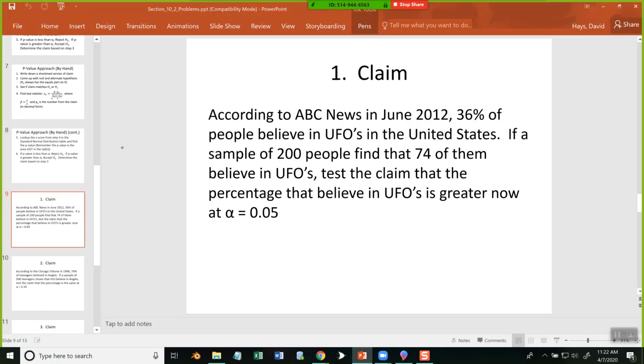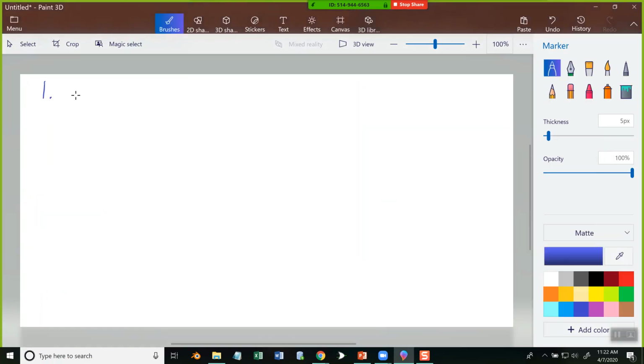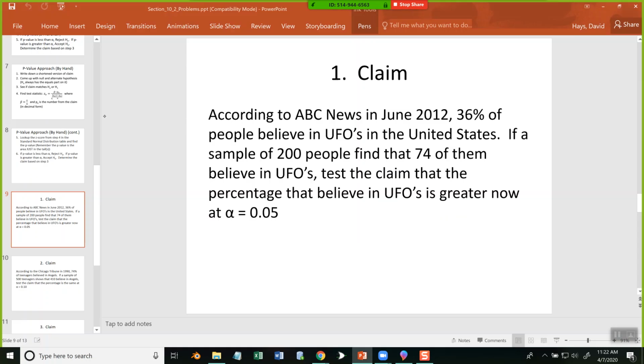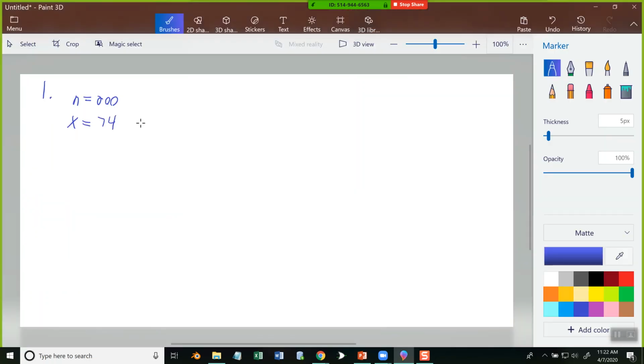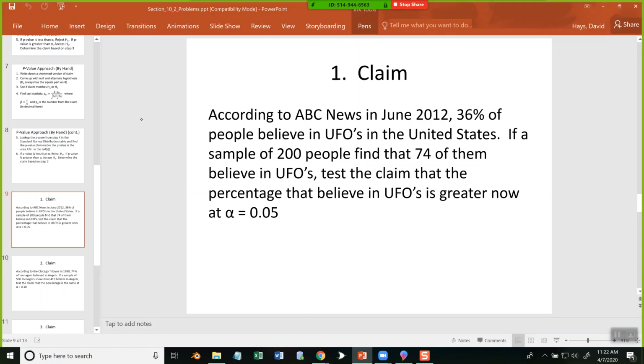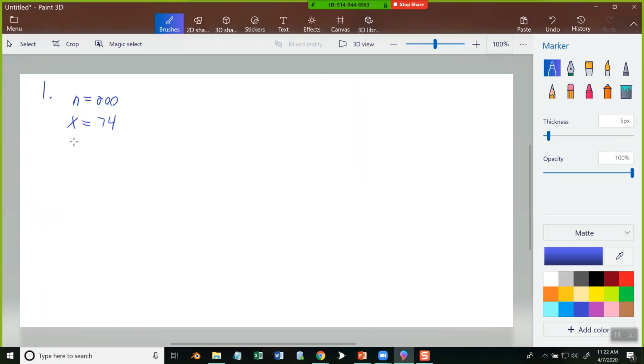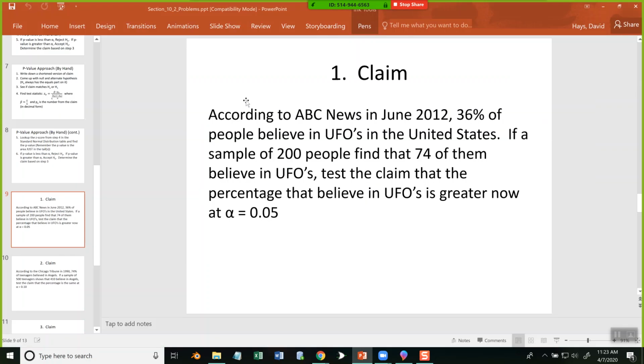According to ABC News in June 2012, 36% of people in the United States believe in UFOs. If a sample of 200, that's sample size 200, finds that 74 of them believe in UFOs, so X would be 74, whatever we're studying. Test the claim that the percentage that believe in UFOs is greater now, at alpha equal to 0.05.